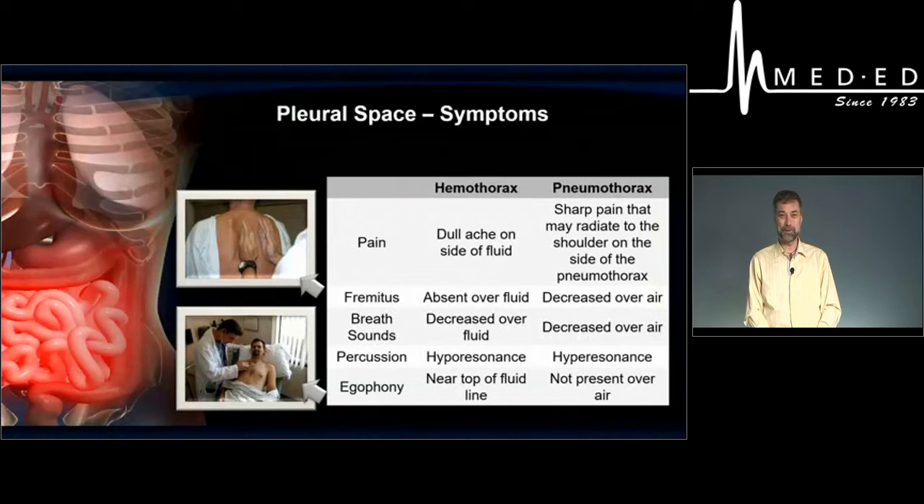Egophony, remember this from nursing school? Egophony is where you put your stethoscope on the chest and you ask the patient to say the letter E. Now normally, when you say the letter E, it's transmitted through the lung and it sounds like E. That's what you'll hear in your stethoscope. However, if there's fluid in there and you put your stethoscope over the fluid, when you ask the patient to say E, the fluid will bleat the sound and it will sound kind of like an A. You're going to get that bleating A sound. That's called egophony. So egophony is present over a hemothorax, but not present over a pneumothorax.